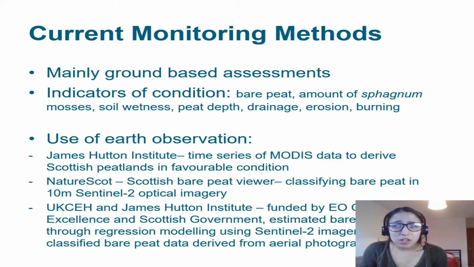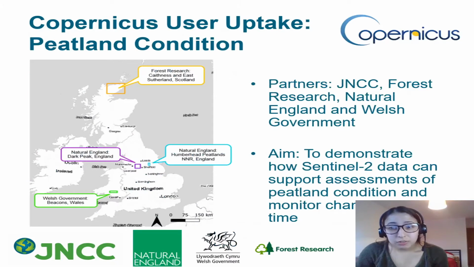So a previous study by UKCEH and the James Hutton Institute looked at first classifying bare peat areas using very high resolution imagery, such as aerial photography, and then using that information to scale up to Sentinel-2 imagery, giving an estimate of the amount of bare peat within a 10-meter pixel. So that is a way of capturing some of that detail of these smaller patches. So we're focused on developing this method further, first through a pilot study and now through a project under Copernicus User Uptake, funded by the Caroline Herschel Framework Partnership Agreement.